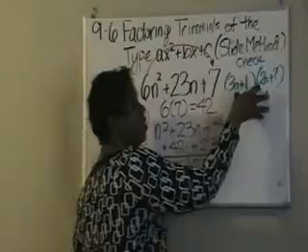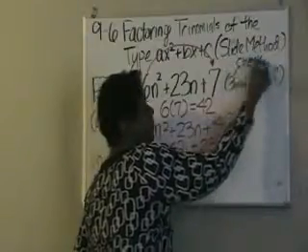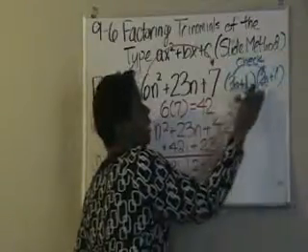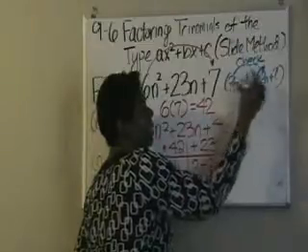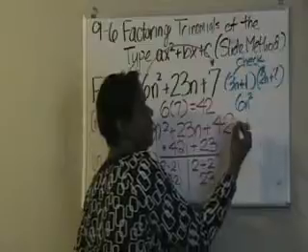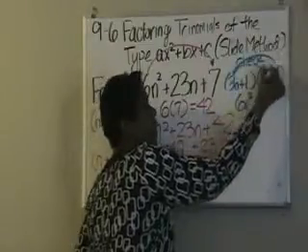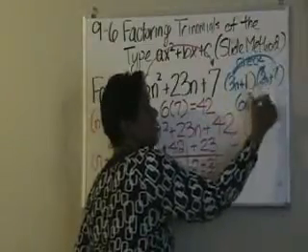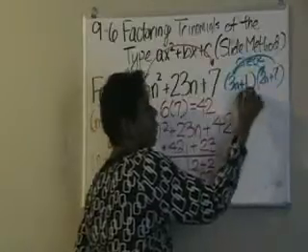The first thing you do, you're going to use distributive property. So you do 3n times 2n and n times n. So you get 6n squared. Okay. And then you're going to do 3n times 7. So you get 21n.